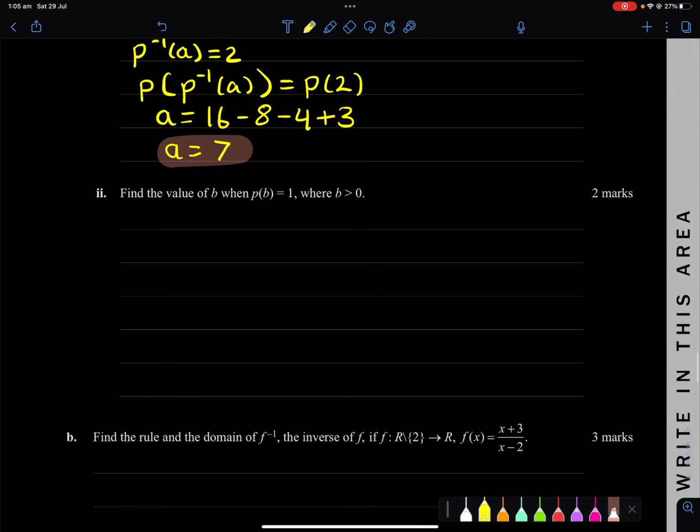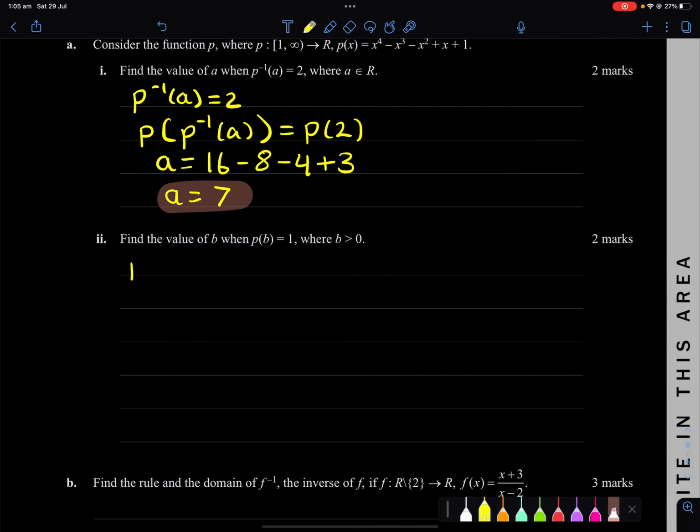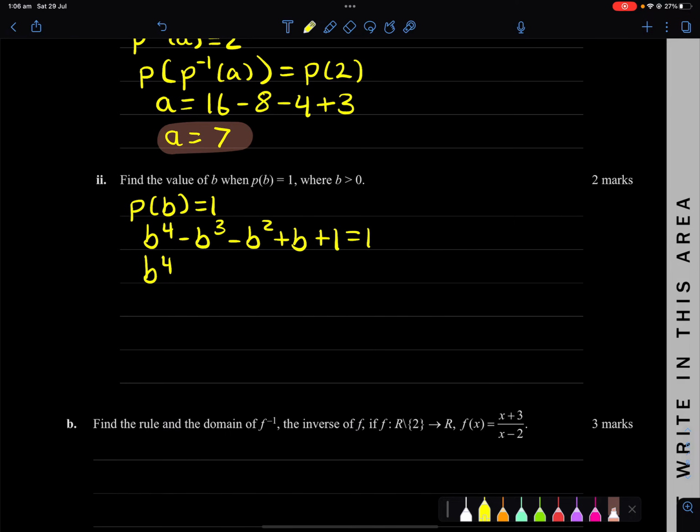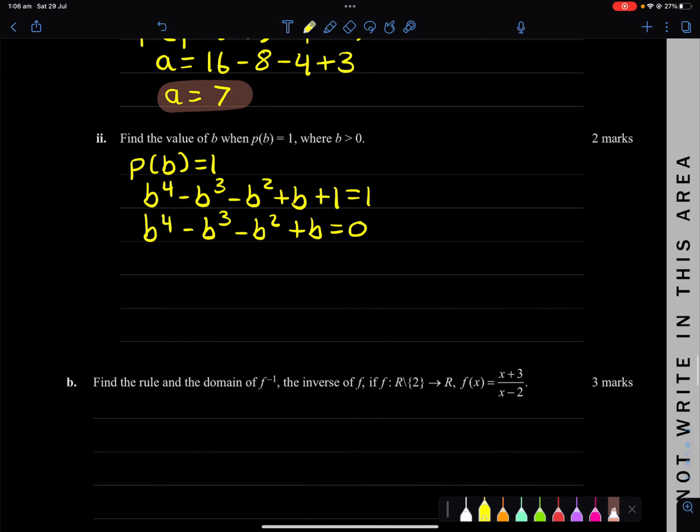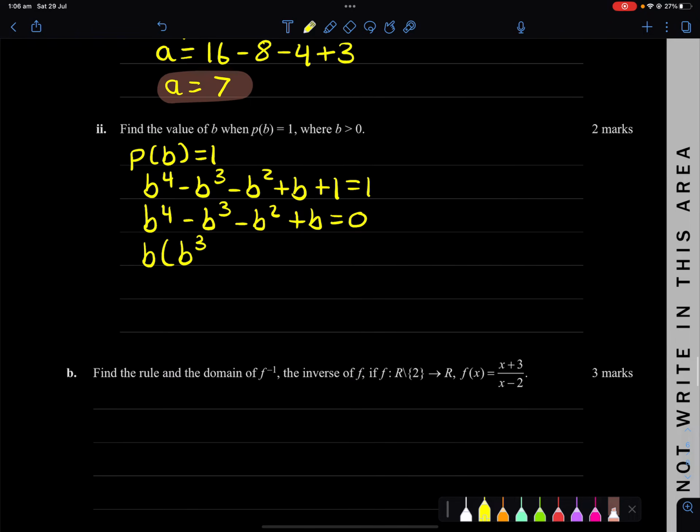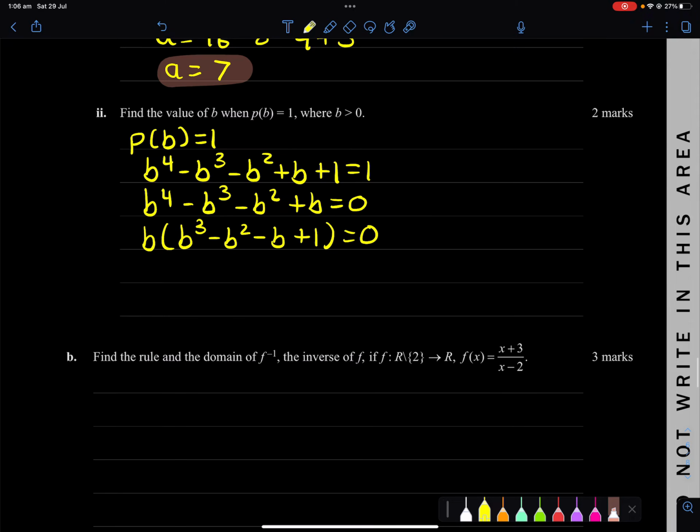Okay, where b is greater than 0. So if p of b equals 1, we're saying that b to the power of 4 minus b to the power of 3 minus b squared plus b plus 1 is equal to 1. Now, both 1s cancel out, so it's just b to the power of 4 minus b cubed minus b squared plus b equals 0. There's a common factor of b, so we can say b times b cubed minus b squared minus b plus 1 equals 0.